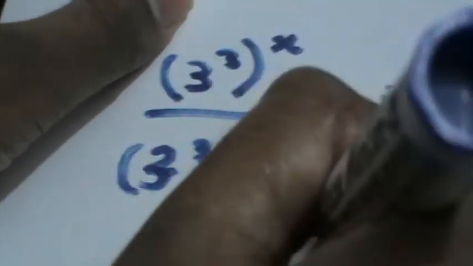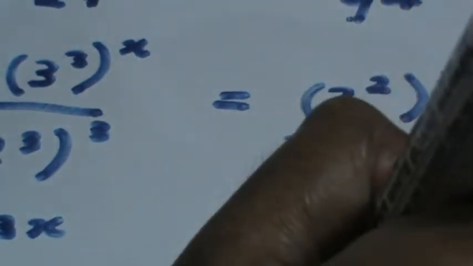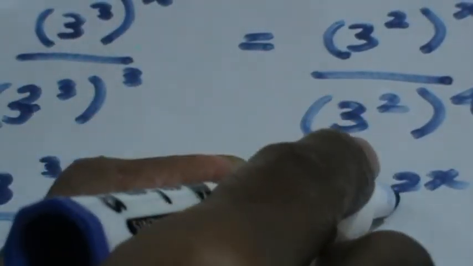So here you get 3 cube to the power x, so that will be 3 to the power 3x. Here you get 3 cube, again that cube, so that will be 3 to the power 9. Here you get 3 squared to the power x, so that is 3 to the power 2x, and this is 3 to the power 8 now. So you can cancel off easily. So 3 to the power 8 and 3 to the power 9, you can easily cancel off these two, and 3 to the power 3x and 3 to the power 2x as 3 to the power x.